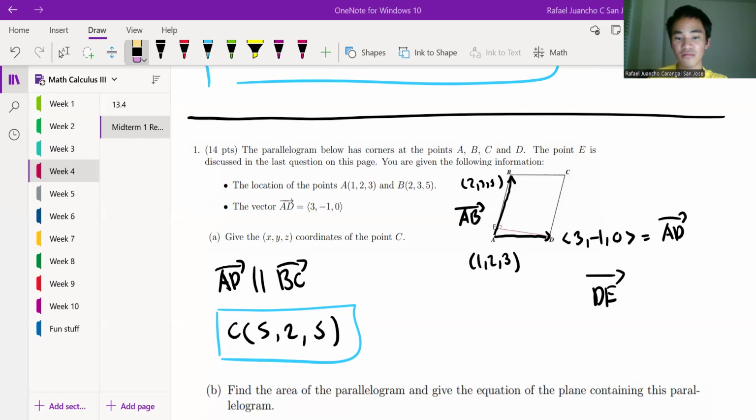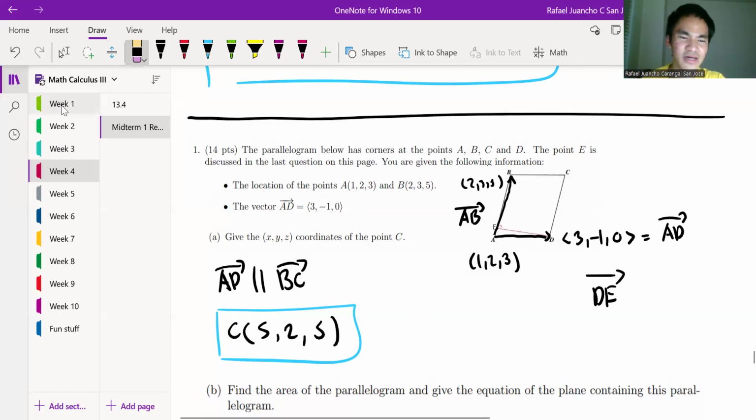Oh, wait, why? I have AD, I have AB. I project AD. What happens if I project it? If I do a scalar projection, then that means I'm looking for a length. So here I project this thing to here and it gives me a shadow.